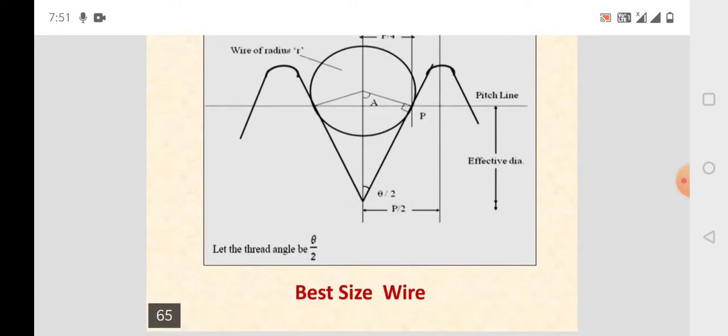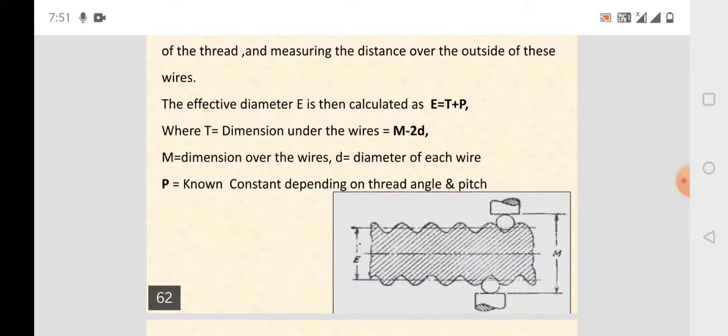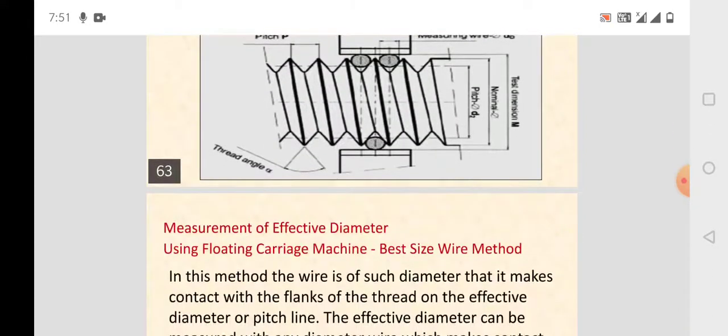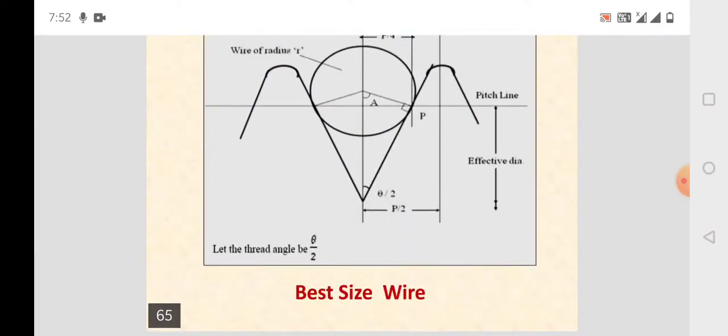So this is the best wire method, and these are the methods used to measure the major diameter, minor diameter and effective diameter of screw threads: the 2-wire method, the 3-wire method and the best size wire method. This ends your unit number 5. Next time we'll start with unit number 6, on gear measurement and surface roughness measurement, and then there is CMM, the coordinate measuring machine, which will hardly require 3 more lectures, and we'll end your syllabus this week only. Thank you.